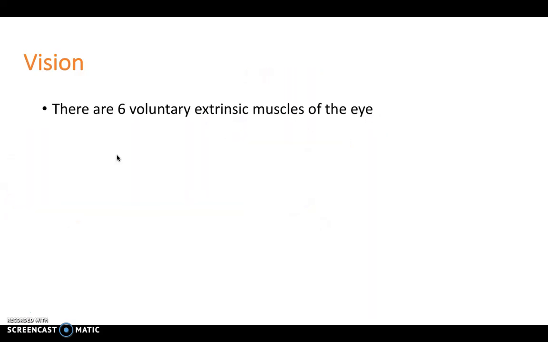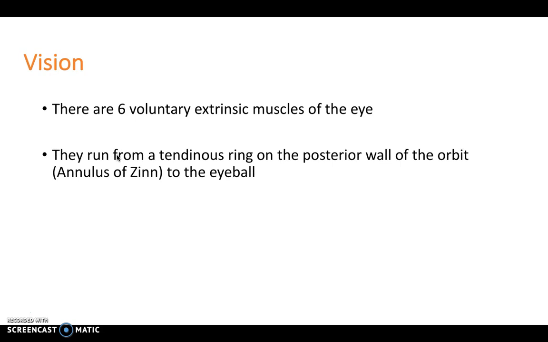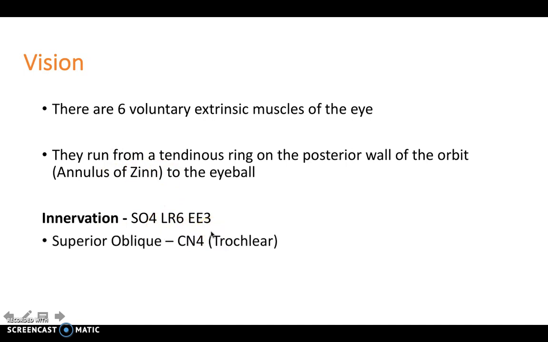So to put that into perspective, there are 6 extrinsic voluntary eye muscles, and they run from a tendinous ring at the posterior wall of the eyeball, and this is called the annulus of Zinn. So, a simple thing to remember about the eye is SO4 LR6 EE3, and if you remember this, you'll remember everything you need to know about the eye, really.